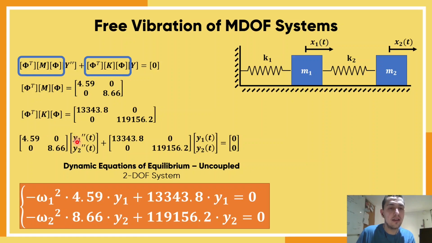So 459 times y1 of t times the modal circular natural frequency. So this minus omega 1 is the same omega 1 that we learned how to calculate in the second video. So the modal circular natural frequency of mode 1. And this plus this number times y1 equals 0. So now you can see that this equation only depends on y1. And the second equation, the same thing. It's just this modal mass times y2 and also times the modal circular natural frequency of mode 2 plus the modal stiffness times y2.